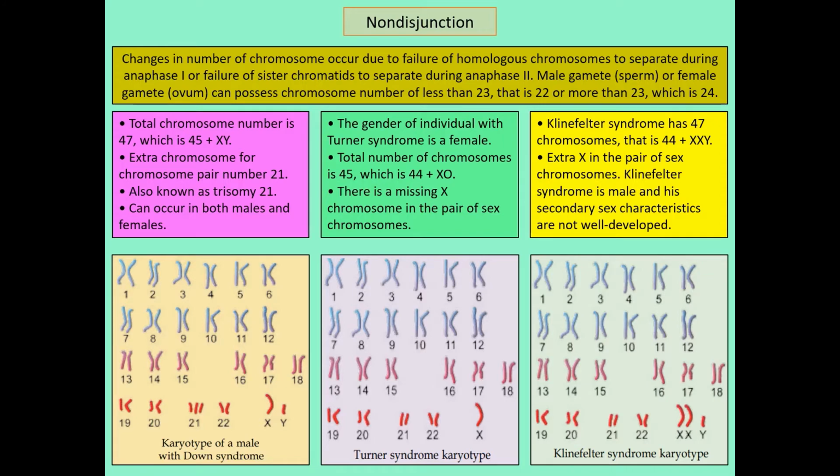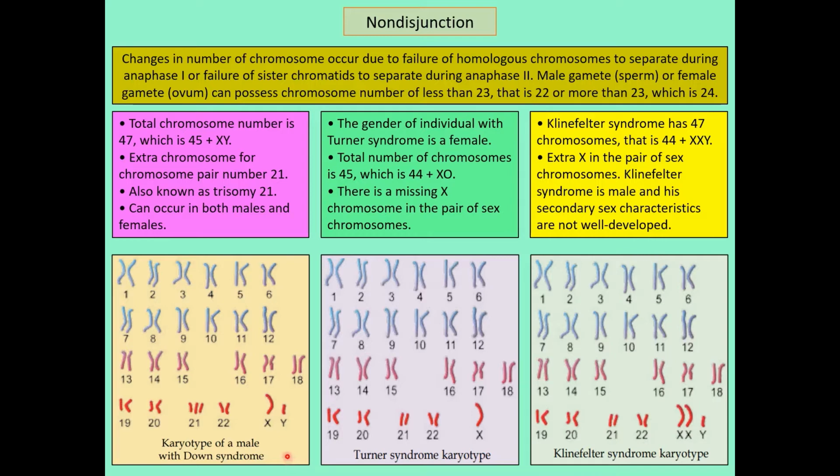Non-disjunction is a change in the number of chromosomes that occurs due to failure of homologous chromosomes to separate during anaphase 1 or failure of sister chromatids to separate during anaphase 2. So the male gamete or female gamete can possess a chromosome number of less than 23 or more than 23. Here there are three types of non-disjunction: Down syndrome, Turner syndrome, and Klinefelter syndrome.